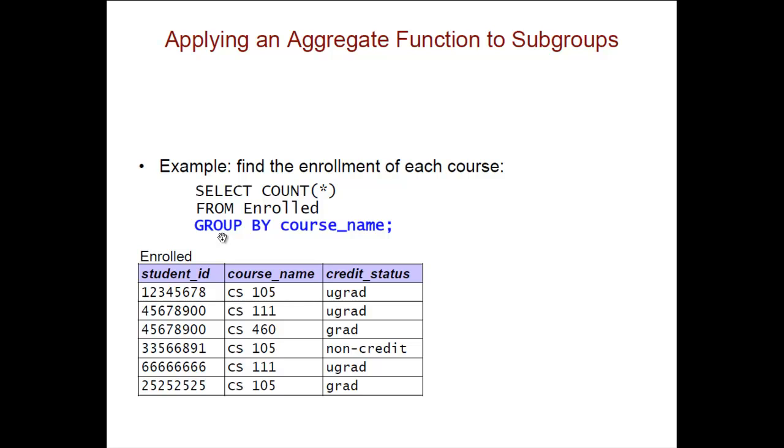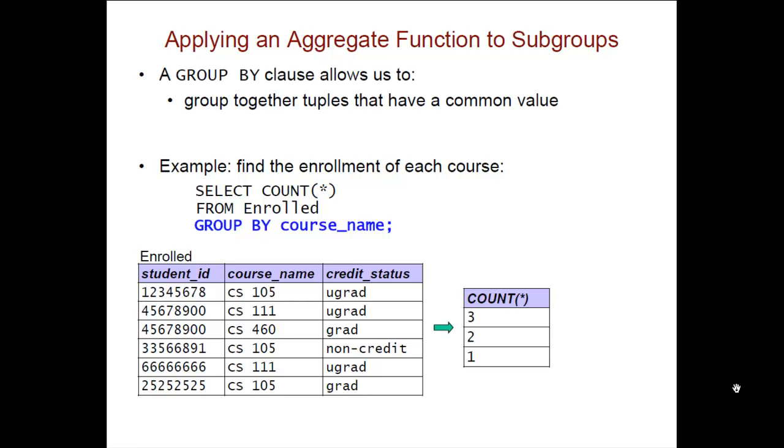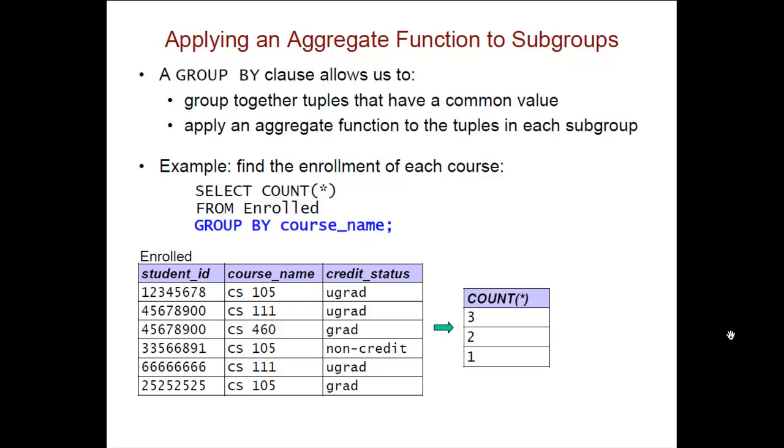And for that, I don't just want a single count, I want a separate count for each course. The way that I do that is by adding a group by clause. Here I'm saying that I want to break up my data into separate groups according to the name of the course, according to this middle column. And then I'm going to get a separate count for each course. In general, a group by clause allows us to group together tuples that have a common value, in this case a common course name, and then we can go ahead and apply an aggregate function to the tuples in each subgroup.